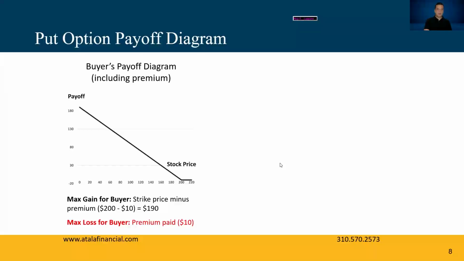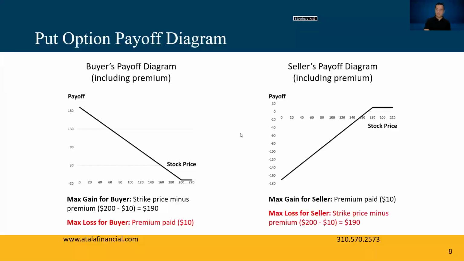Just like with the call option, the seller's payoff diagram is going to be the inverse of the buyer's payoff diagram, where the maximum gain for the seller is the premium paid, or $10 per share, and the maximum loss for the seller is the strike price minus the premium, or $190 per share.